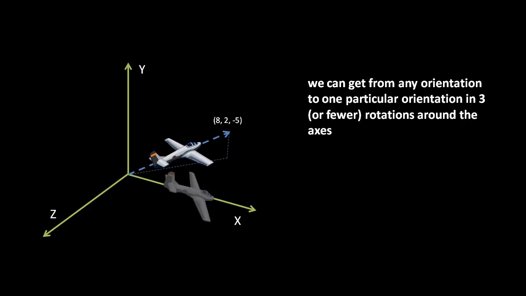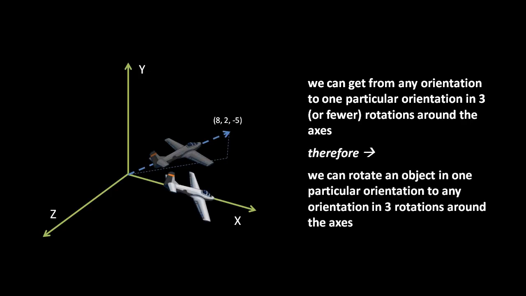In other words, we know we can get the airplane from any orientation into one particular orientation using the same 12 combinations of rotations around x, y, and z, which we use to rotate objects around an arbitrary line through the origin. So if we can get from any orientation to one particular orientation in 3 rotations, then logically we can go the other way, just by reversing the moves. We can get from one particular orientation to any other orientation in 3 rotations. What we've stumbled upon here is a bastardized informal version of Euler's rotation theorem.